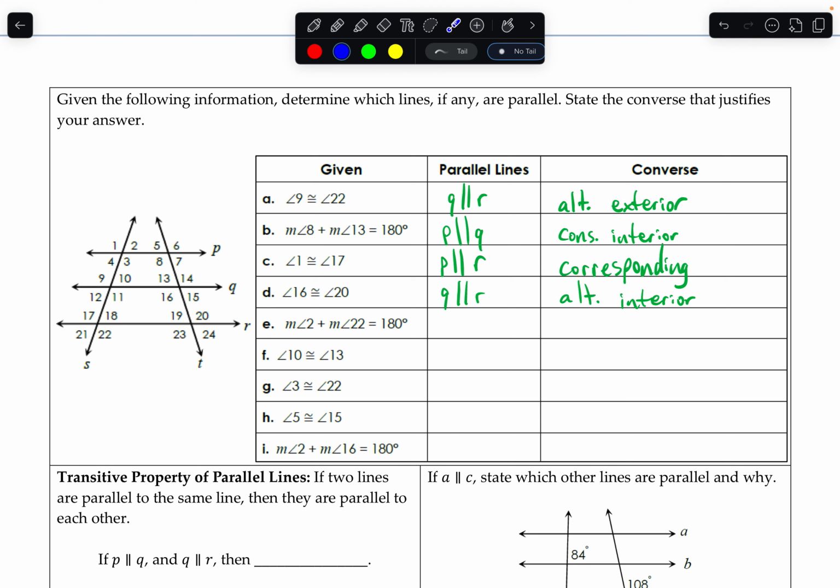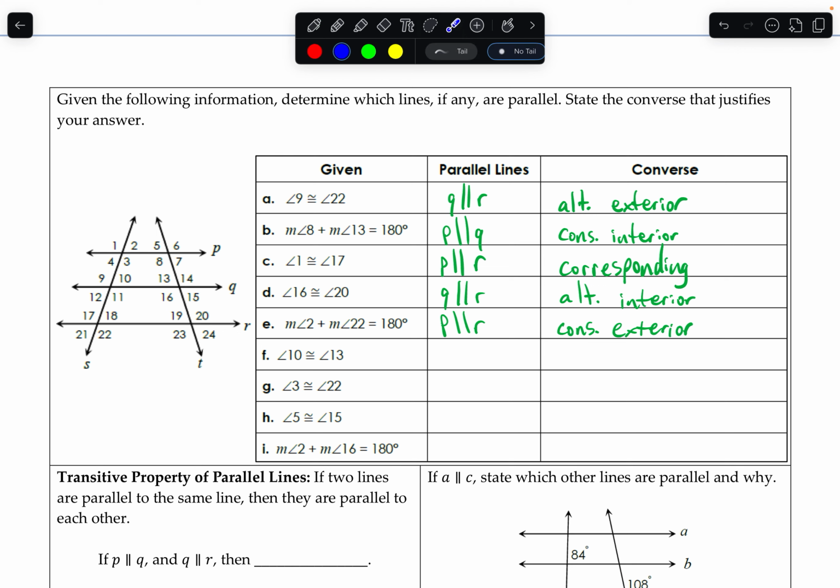Next up, 2 and 22. So 2 is way up here on P, 22 is way down here on the exterior, is worth noting, of R, both using transversal S. So those are consecutive exteriors, and if they add up to 180, then sure enough, P is parallel to R because these are consecutive exterior angles.